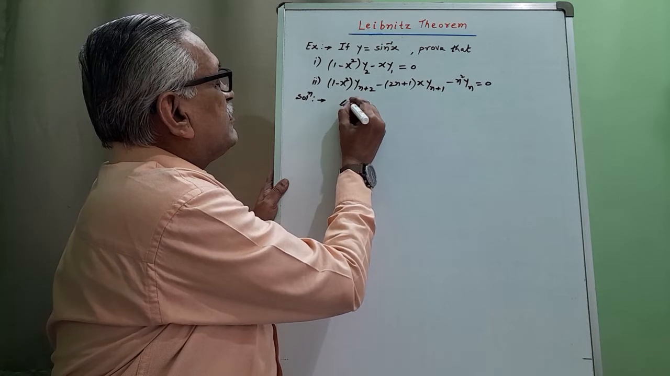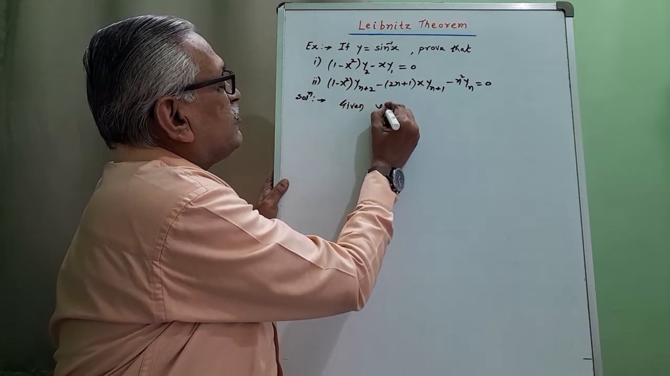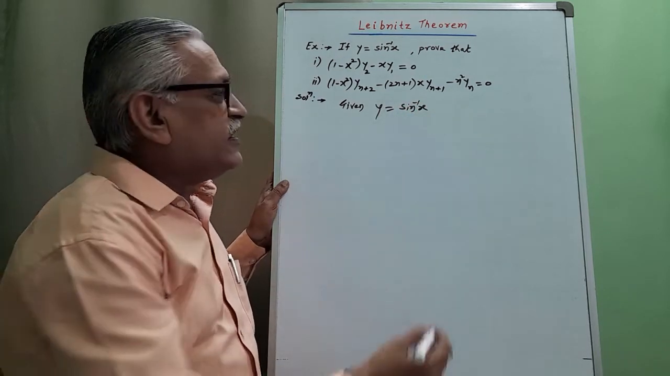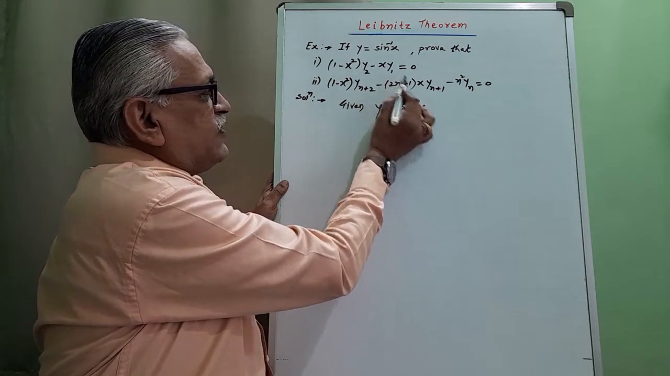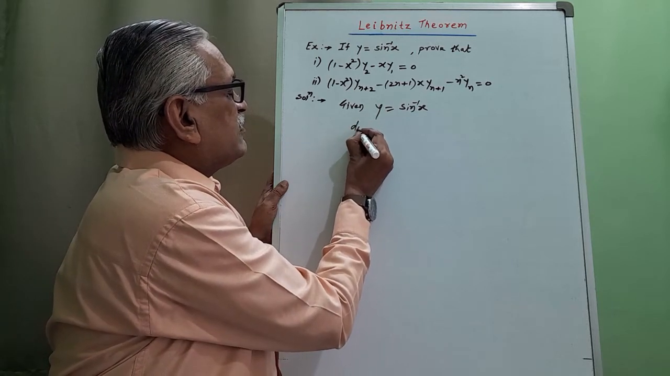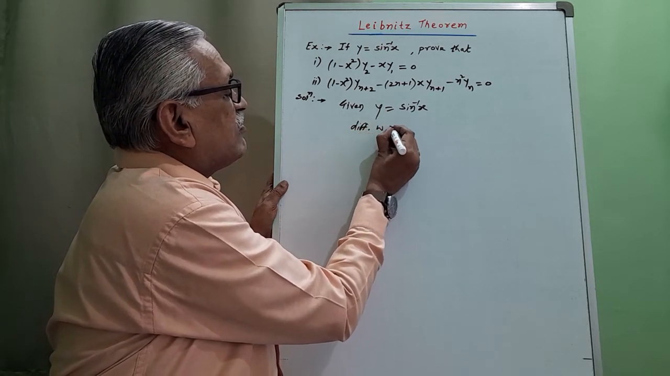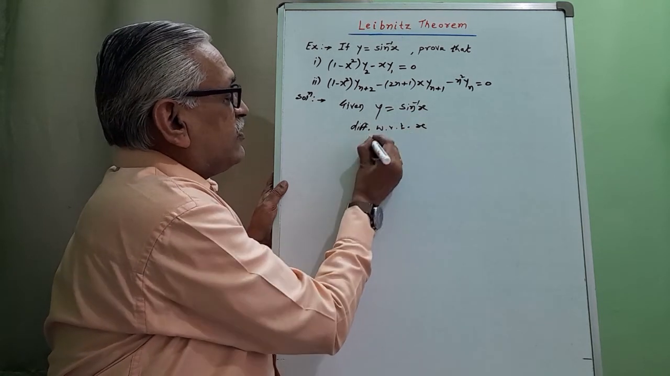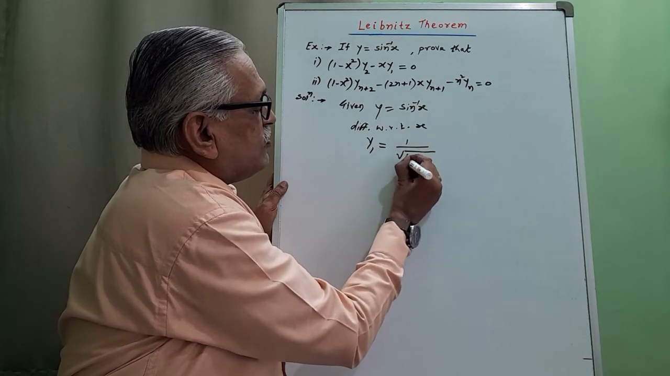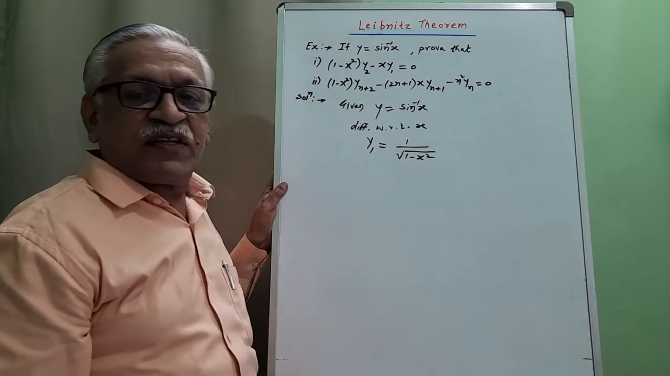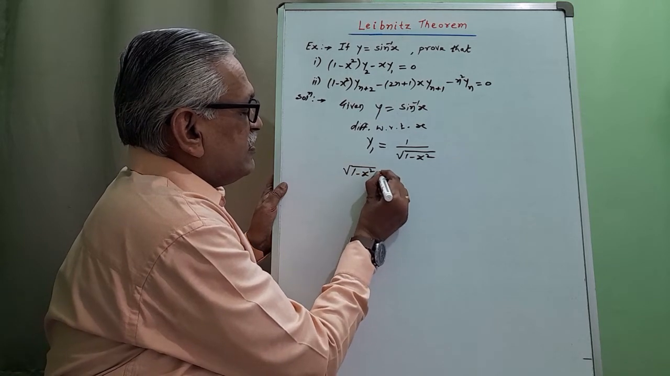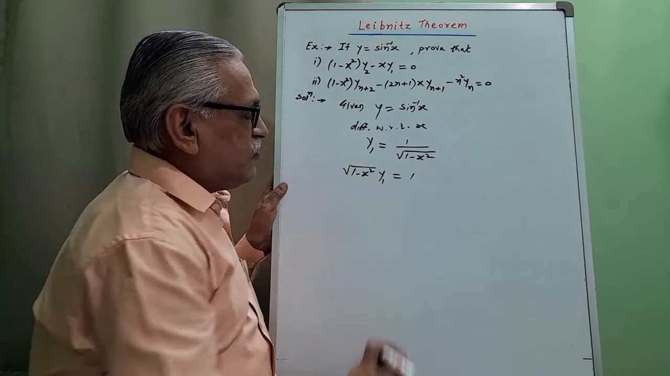Therefore, here the given function is y is equal to sine inverse of x, which is a function of x. Differentiating it with respect to x to get the first result, and we have to differentiate it twice. First time differentiating with respect to x, we get first derivative as y1. Derivative of sine inverse x is 1 upon root of 1 minus x square. Then cross multiplying it, we get root of 1 minus x square into y1 is equal to 1.